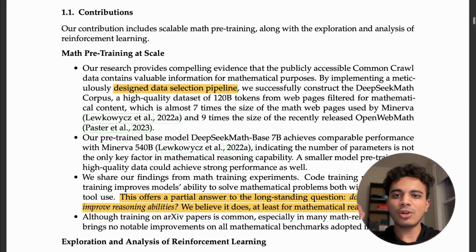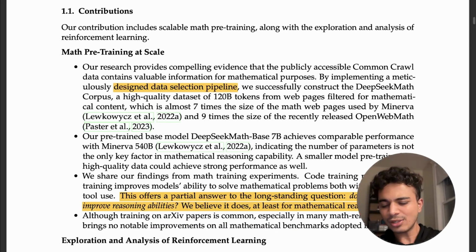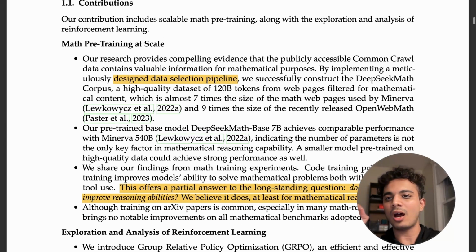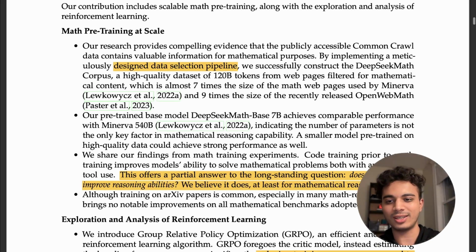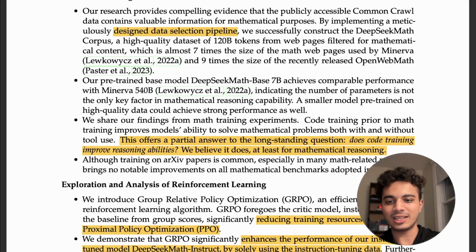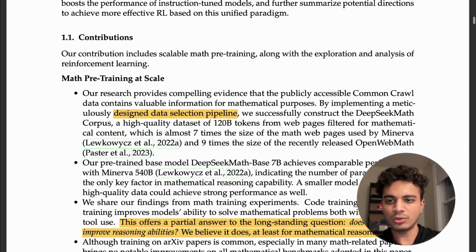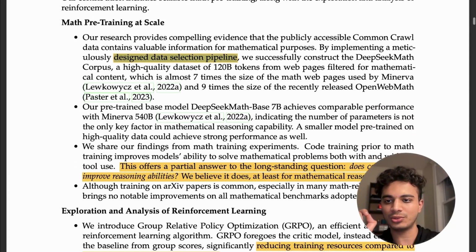Well, so let's talk about the contributions of the paper. The two key contributions of this paper are math pre-training at scale, a huge scale of billions of tokens, and exploration and analysis of RL. So let's go through them one by one. So as I said, designed data selection pipeline. They have given a really good diagram and explanation of that in this paper. I'll show you that soon.